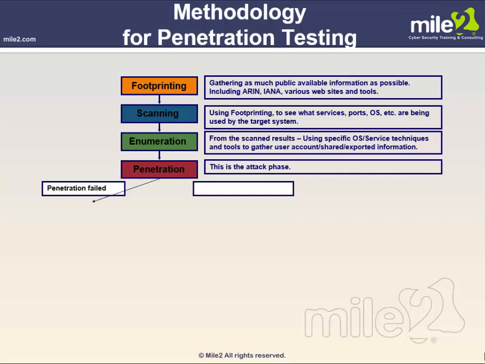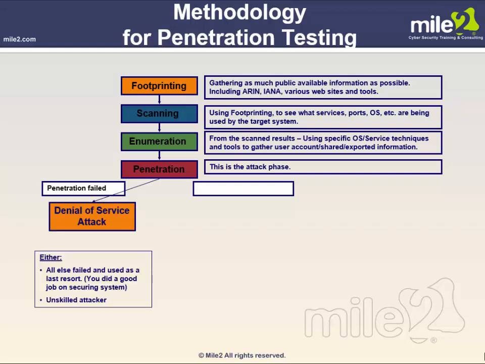Now, if the penetration fails, what generally will happen is we do a denial of service. And a lot of times this will happen if it's with malicious intent. So if the penetration fails for the malicious hacker, for instance, they'll possibly do a denial of service attack. It's basically used as the last resort. So you did a good job on a security system, and generally an unskilled hacker will stop there. But a lot of times the denial of service will then take the approach of, hey, if I can't have it, nobody can have it, kind of thing, right?